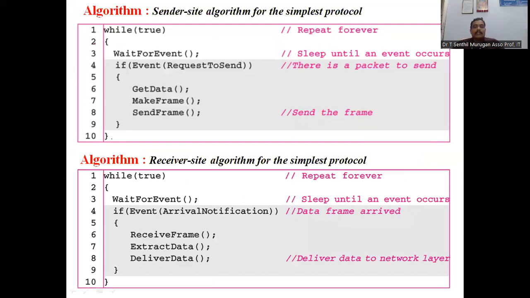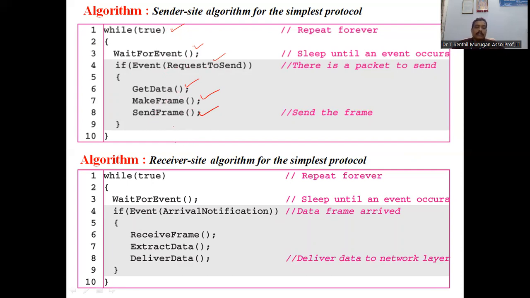Whatever I discussed, I have given in the algorithm, you just see here. What is the sender side algorithm? Wait for the event. Initially, repeat forever, while true. Wait for the event. It checks whether any event has occurred. The event is request to send. Request to send means the event is ready to send the data. So what will it do? Get the data from the network layer, make the frames, and send the frames to the receiver side. That's all. This is the algorithm.